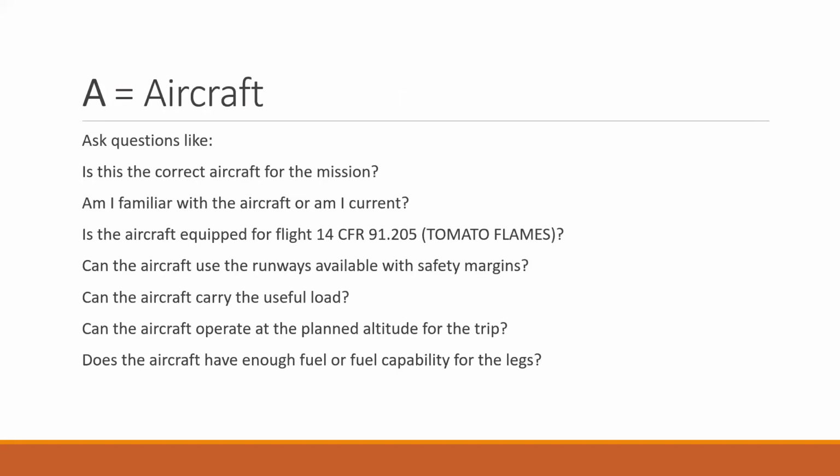The aircraft. So this is, like we talked about in the FAR/AIM, something like checking if you have the right stuff to fly, the aircraft equipment. So FAR 91.205, the ATOMATOFLAMES, making sure that you have all that stuff, making sure that you yourself are current with that aircraft. Maybe you're used to flying Cessnas or something, and this is a high performance Bonanza. Maybe it might be a good idea to get checked out in that aircraft before you go fly.